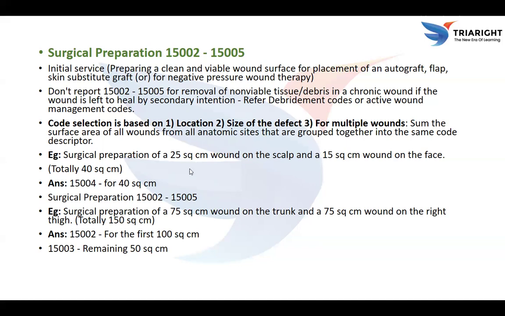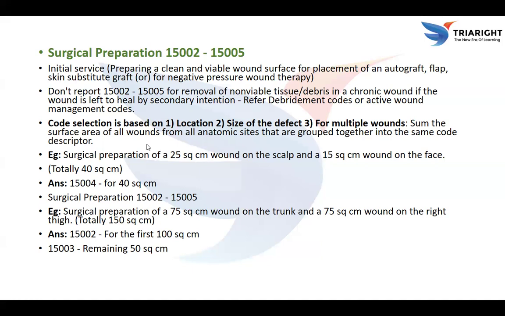So now how to select the correct code? Based upon three things. One is the location of the wound. The codes group certain body areas together. Second is the size of the wound in square centimeter. And third is the multiple wounds rule: if multiple wounds are in the same code group, you have to sum the surface area of all the wounds. Same as debridement and excision.